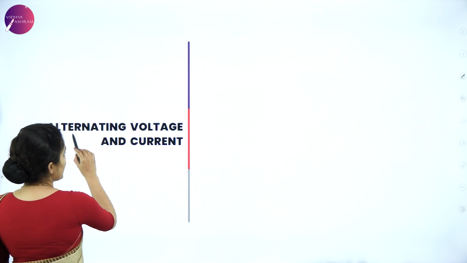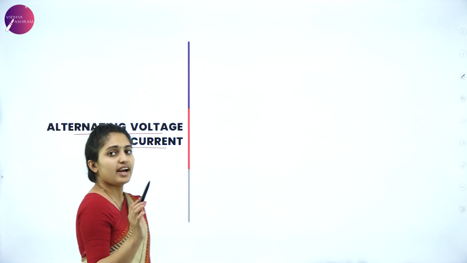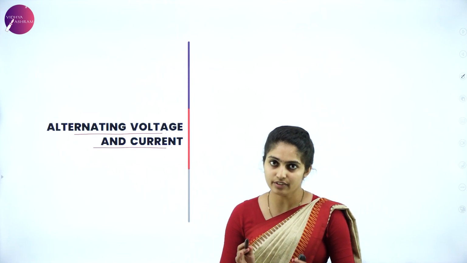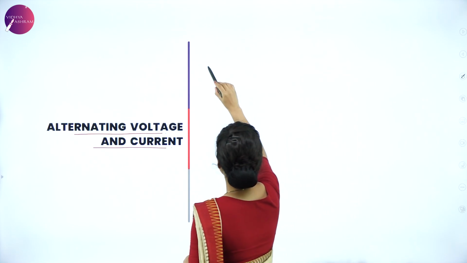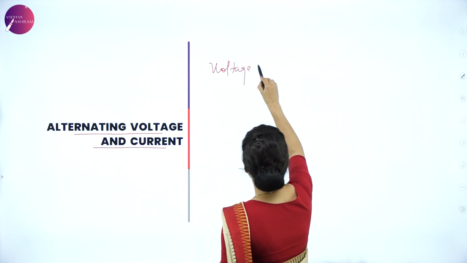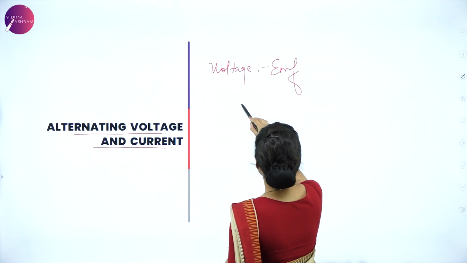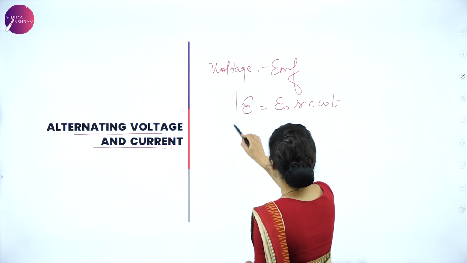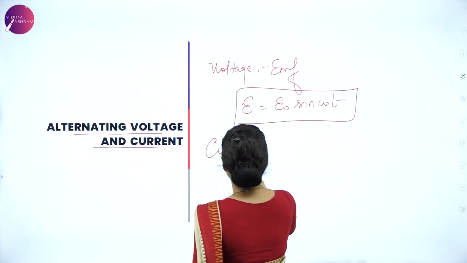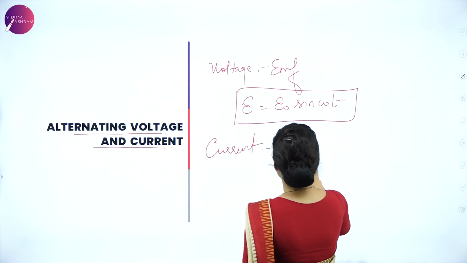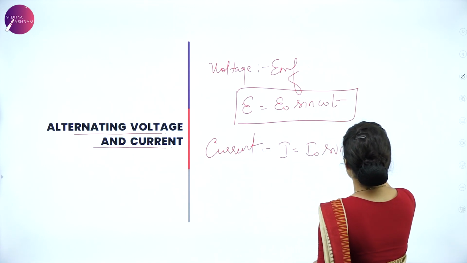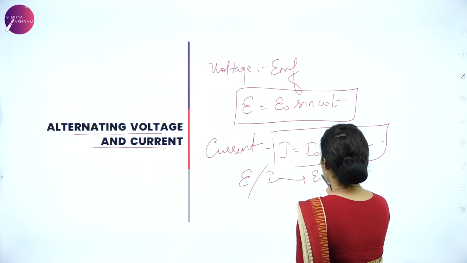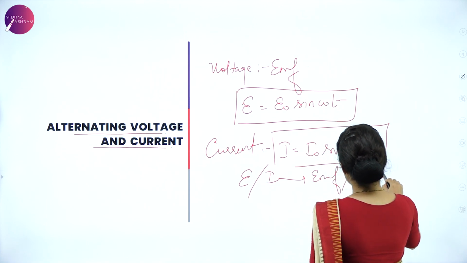Next, let us check alternating voltage as well as current. We had derived an equation for alternating voltage. Similarly, we have an equation for an alternating current which you have to know. For an alternating voltage, we have the EMF concept. We write it as epsilon is equal to epsilon naught sine omega t. So this is an equation. Similarly, for current, you have I is equal to I naught sine omega t, where this epsilon or I are called the EMF or the current.